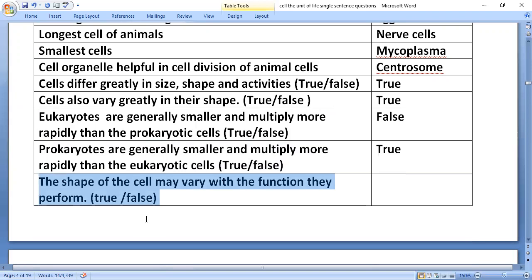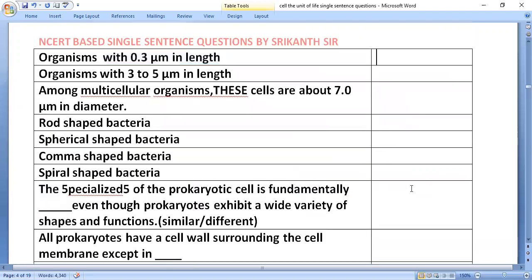The shape of the cell may vary with the function they perform. True. Organisms with 0.3 micron in length, mycoplasmas. Organisms with 3 to 5 micron in length, bacteria. Among multicellular organisms, these cells are about 7.0 micron in diameter, red blood cells.